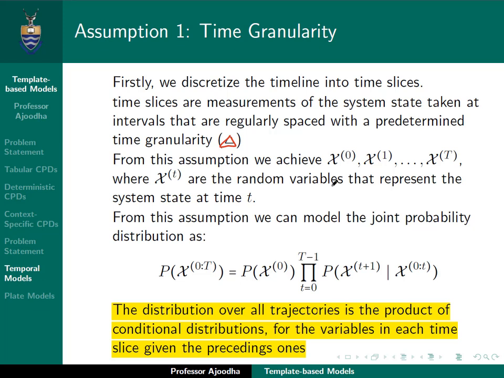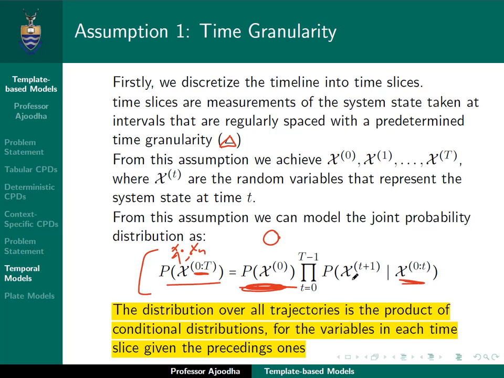So from this assumption, we can now break up the joint distribution over all of the variables, X1 all the way to Xn, for the entire period of time from the first granularity, which is 0, up to the last time slice, which is t. And what we can then do is say, okay, great. So the first variable will just be the first time slice, and then from this moment onwards, it'll depend on all of the previous ones.